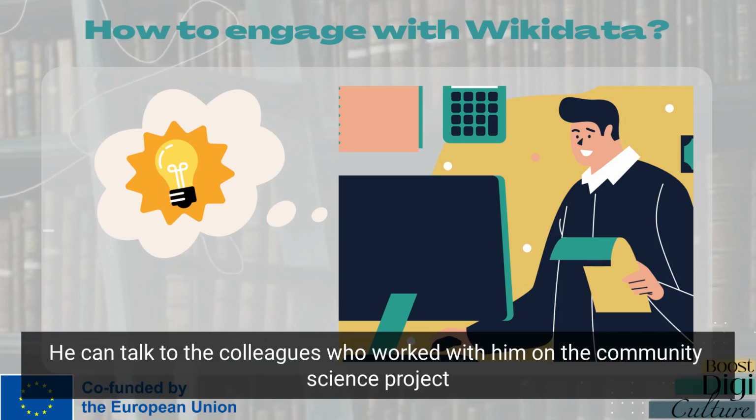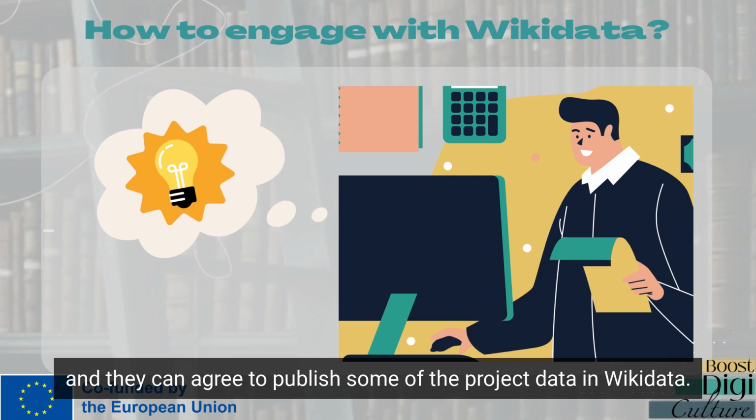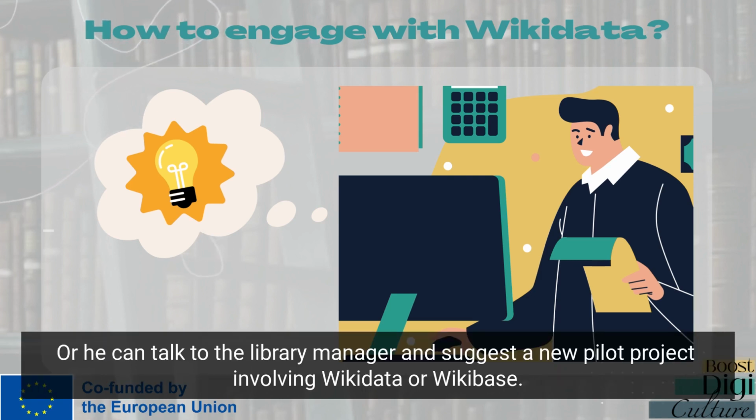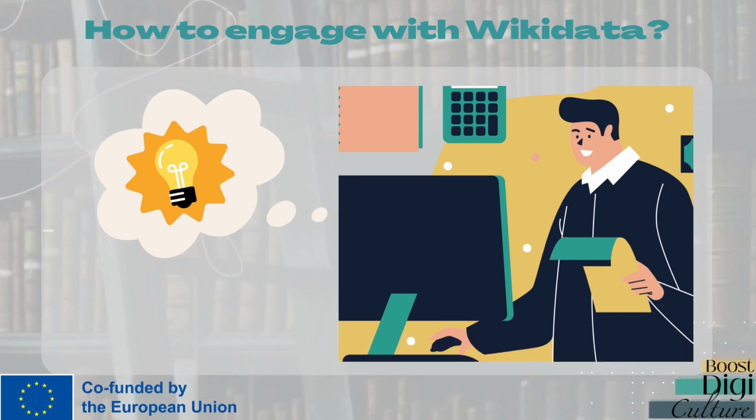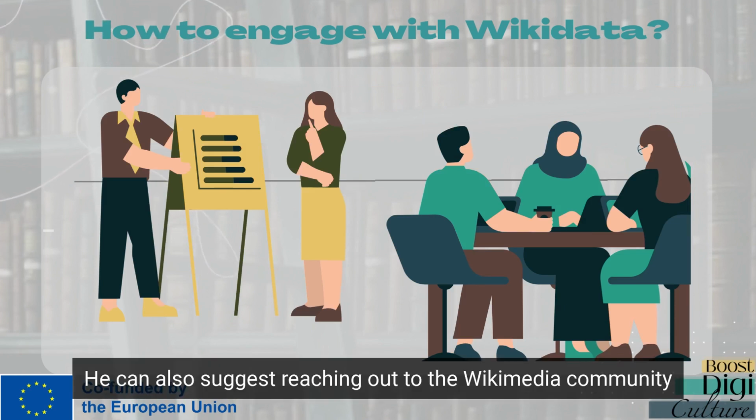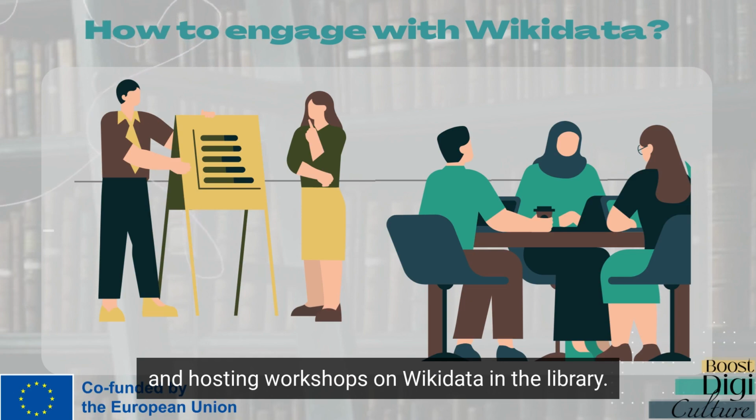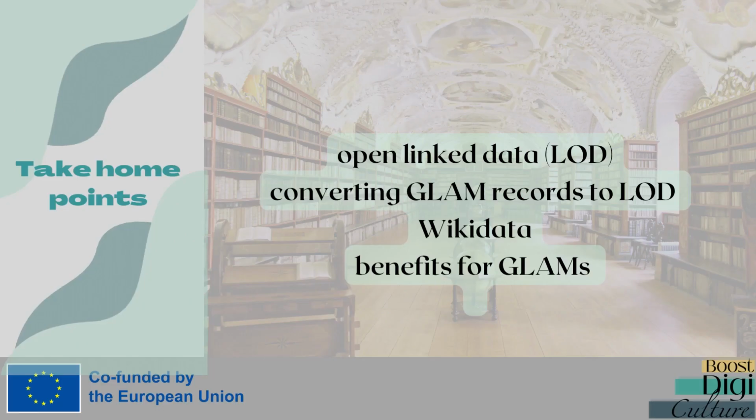He can talk to the colleagues who worked with him on the community science project, and they can agree to publish some of the project data in Wikidata. Or he can talk to the library manager and suggest a new pilot project involving Wikidata or Wikibase. He can also suggest reaching out to the Wikimedia community and hosting workshops on Wikidata in the library.